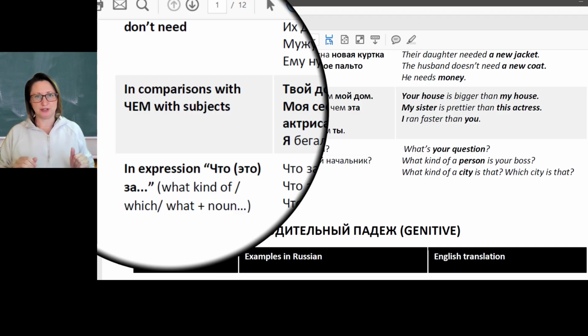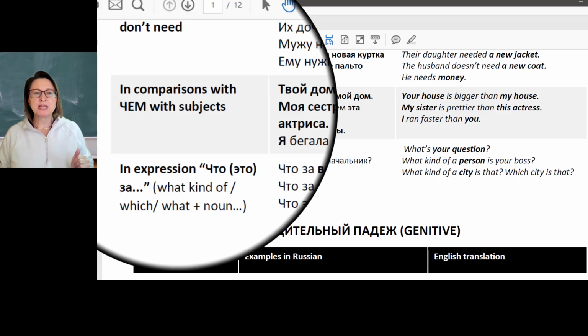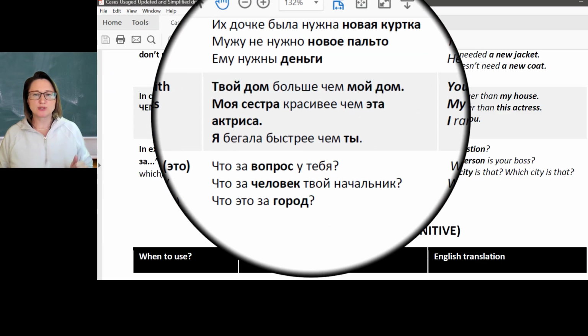But if we're comparing the subjects, both of these items will be nominative. So to say your house is bigger than my house, both your house and my house will be nominative. Твой дом больше, чем мой дом. My sister is prettier than this actress. Моя сестра красивее, чем эта актриса.